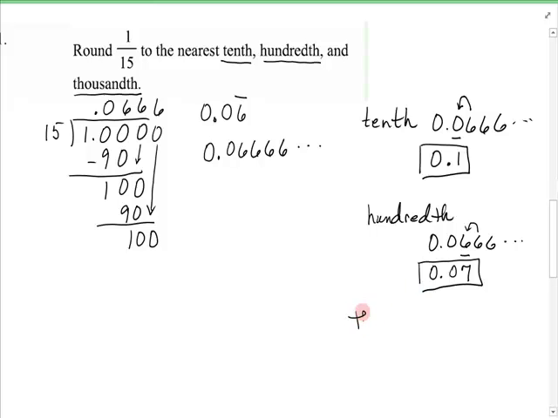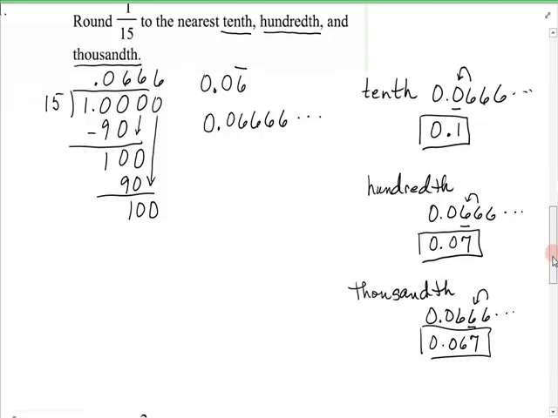And then finally, if it said thousandths, 0.0666, and of course I can write as many as I want. This is the thousandths place. This 6 tells me to round up, so it is 0.067, and there it is, rounded to the nearest thousandth. So they appear to be very different numbers, and they are, depending on where you're asked to round. All right, let's look at another one.